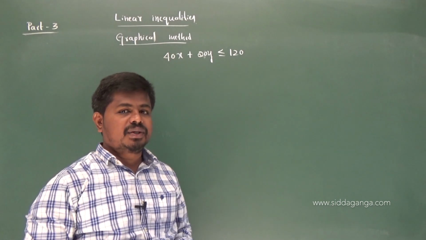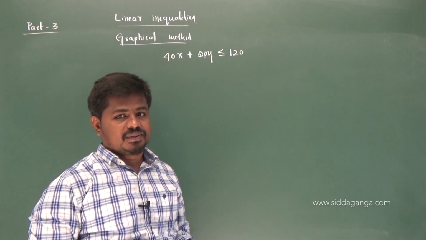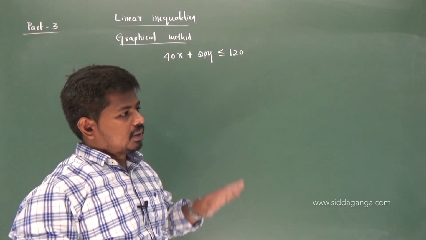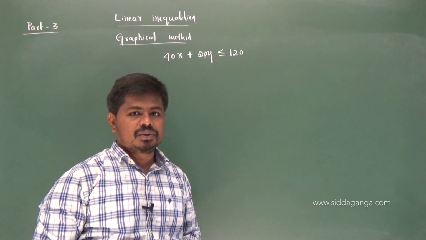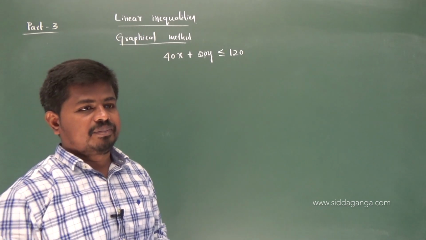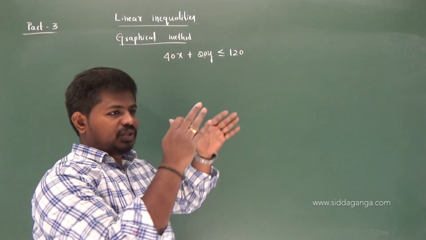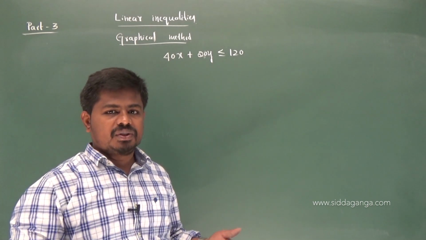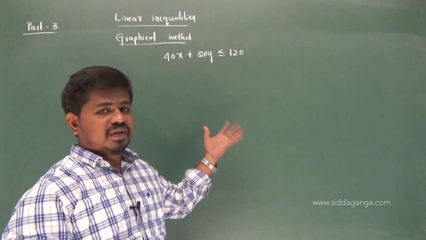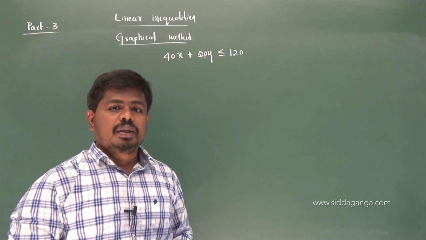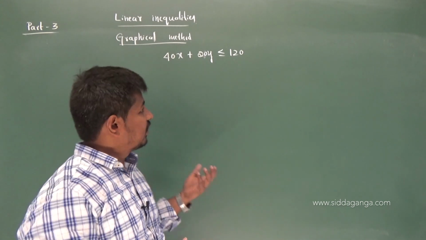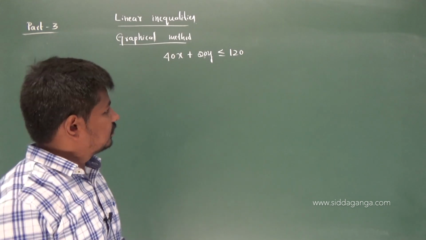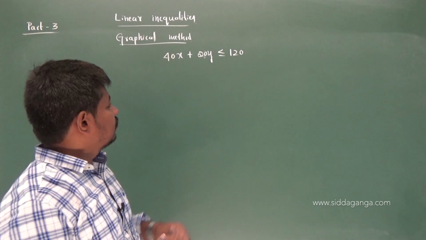If x and y are real numbers, then we can get infinitely many solutions for this, so it is not possible to list all the solutions. So we are going to use a graphical method. In the graphical method, we are just going to represent the solution region. There may be many solutions for that; you may get infinitely many solutions for the given inequality. So now, how to solve? How to get the solution for this type of inequality using the graphical method? That's the question now.